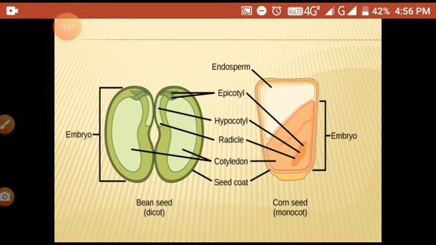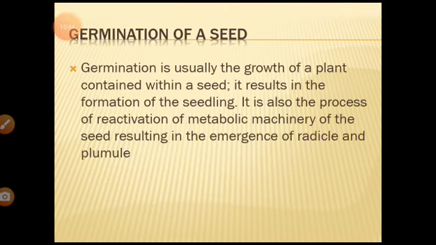So this is the structure of a seed. I hope it is clear to you. It is also given in your book. Now the next topic is germination of a seed. Germination is usually the growth of a plant. I already told you, growth of the plant from the seed is called germination. It results in the formation of the seedling. After the seed, the seedling will be there.